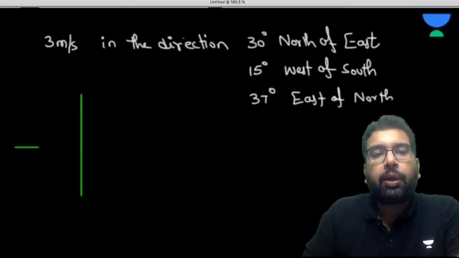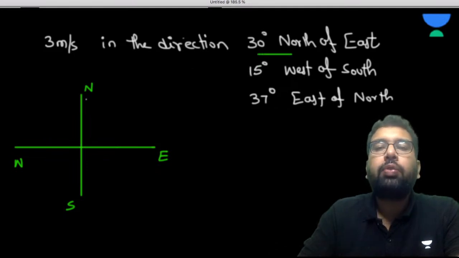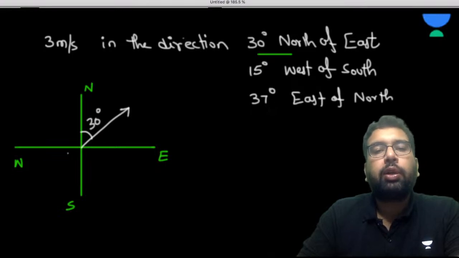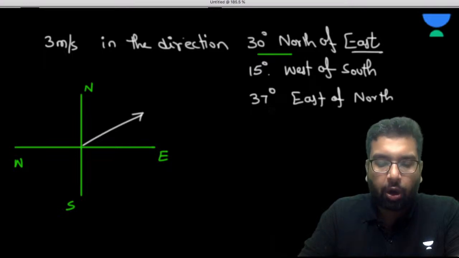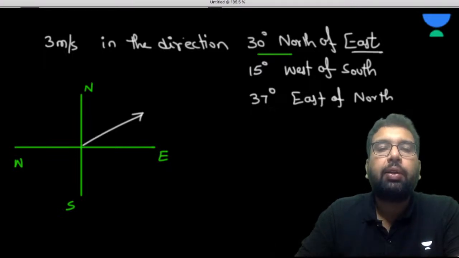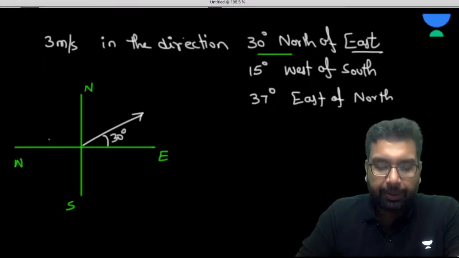See how we are going to do it. First of all, east, north, west, and south. When we say 30 degree north of east, what does that mean? You start from east and go towards the north. So this is going to be 30 degree north of east. Do you agree? Yes or no?